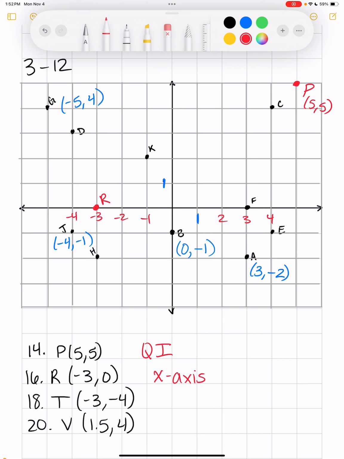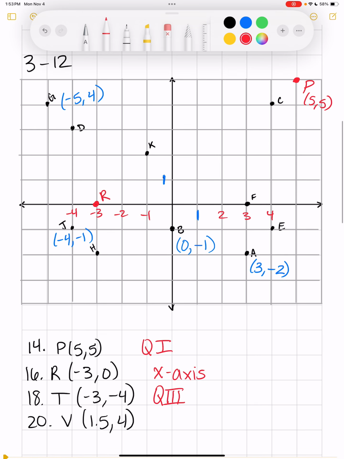Let's see. Point T is -3, -4. Where would that be? In quadrant 3. Yep, quadrant 3, so I just call that Q3. And how do I get there to plot that point? X, Y. So tell me, go left, right, up, down. Tell me where to go. Go to the left, and then you go down 4. Yep, so left 3, and then down 4. 1, 2, 3, 4. So this is point T.